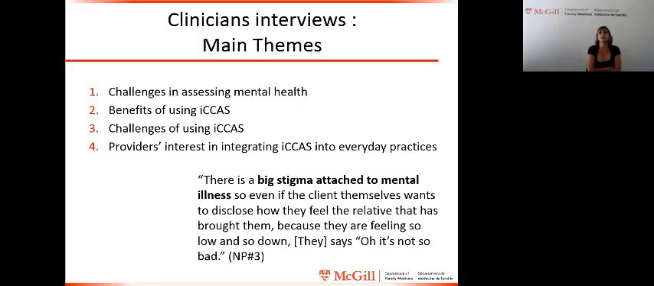In interviewing clinicians after the use of the application in the primary healthcare setting, we identified four key themes, and I'm going to briefly review them: some of the challenges in assessing mental health, the benefits of using the technology in the setting, but also some of the challenges.